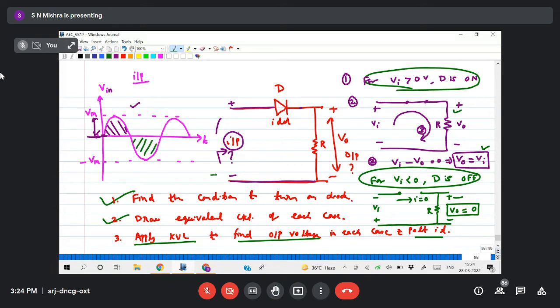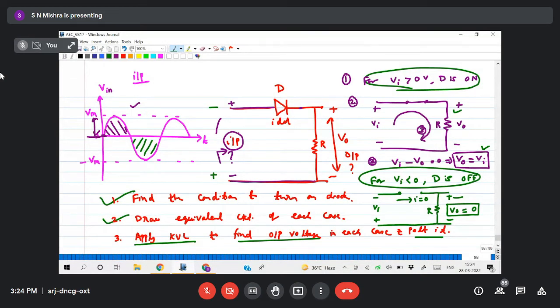if I am giving plus here and minus here, then what is the diode condition? Off or on? Sir, off. Off means open circuit. I have drawn the equivalent circuit. So current will not flow, so the output voltage will be 0. Okay.